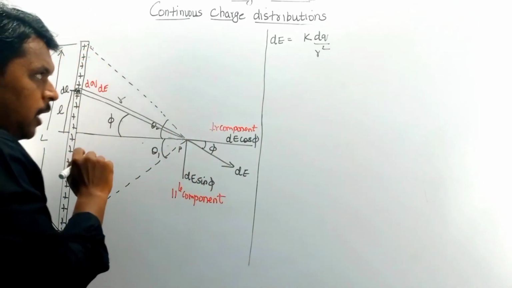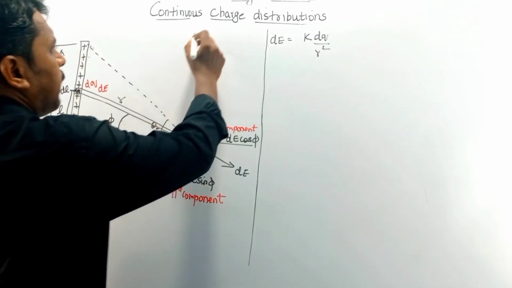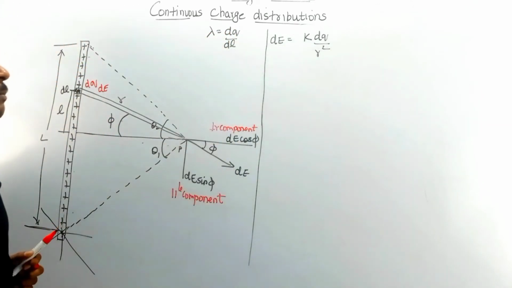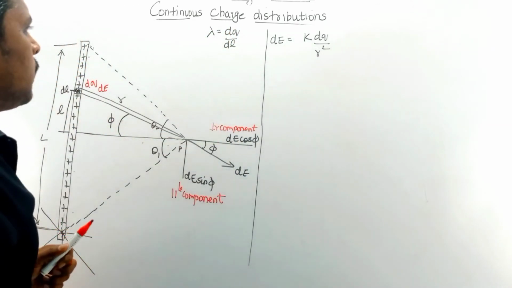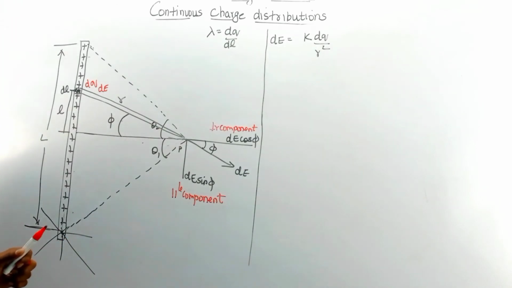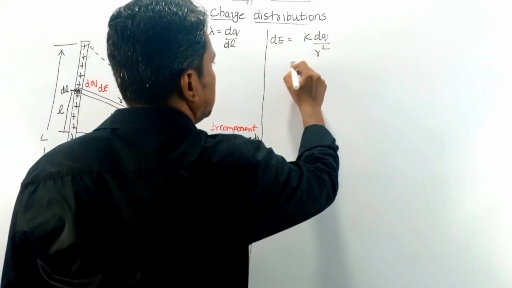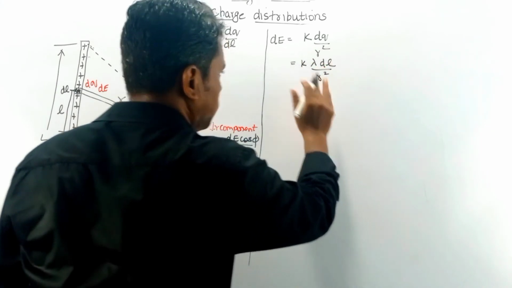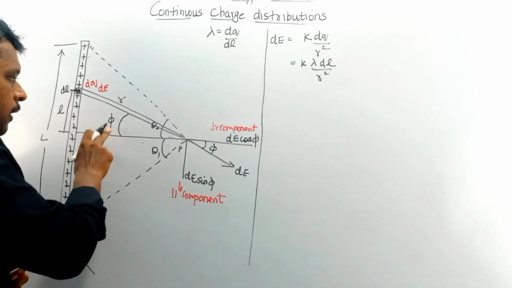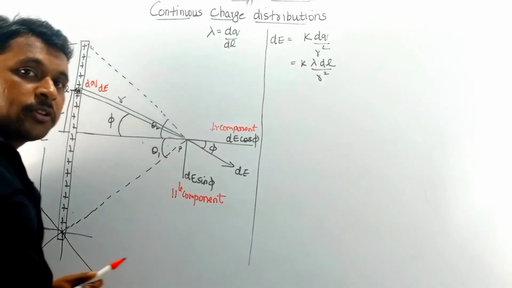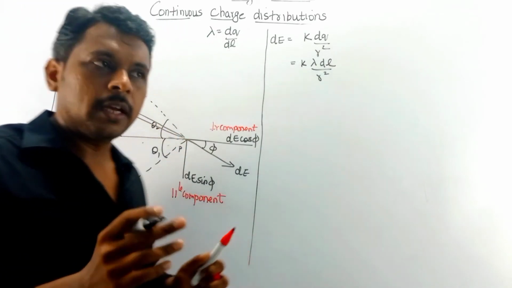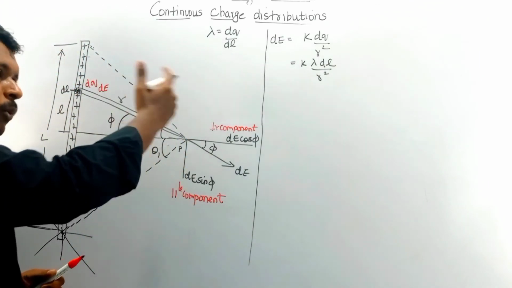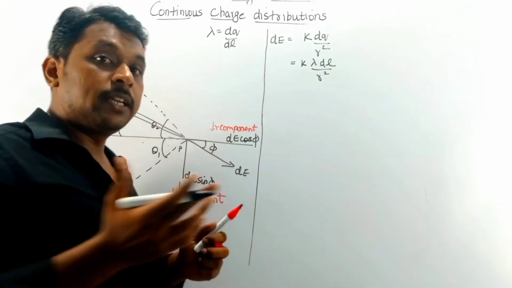From lambda, you know that lambda is nothing but dq by dl. So replacing dq by lambda dl, dE is equal to k lambda dl by r squared. As I said, you have to represent the equation in terms of phi, so it will be easy to find the answer with respect to the limits theta 1 and theta 2. All the expressions should be in terms of phi.